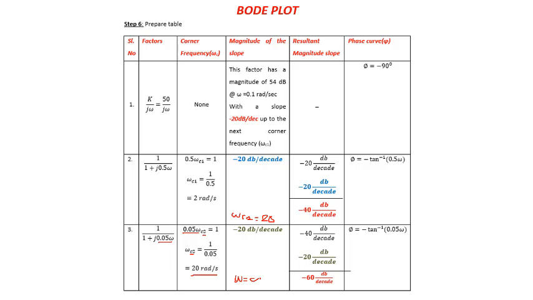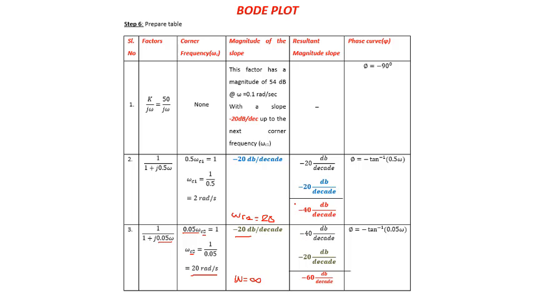So this is tending towards infinity. Next, coming to this factor, it is also a simple pole, 1 divided by 1 plus s form, so it will be having a magnitude slope of minus 20 dB per decade. Now, how to fill the resultant magnitude?